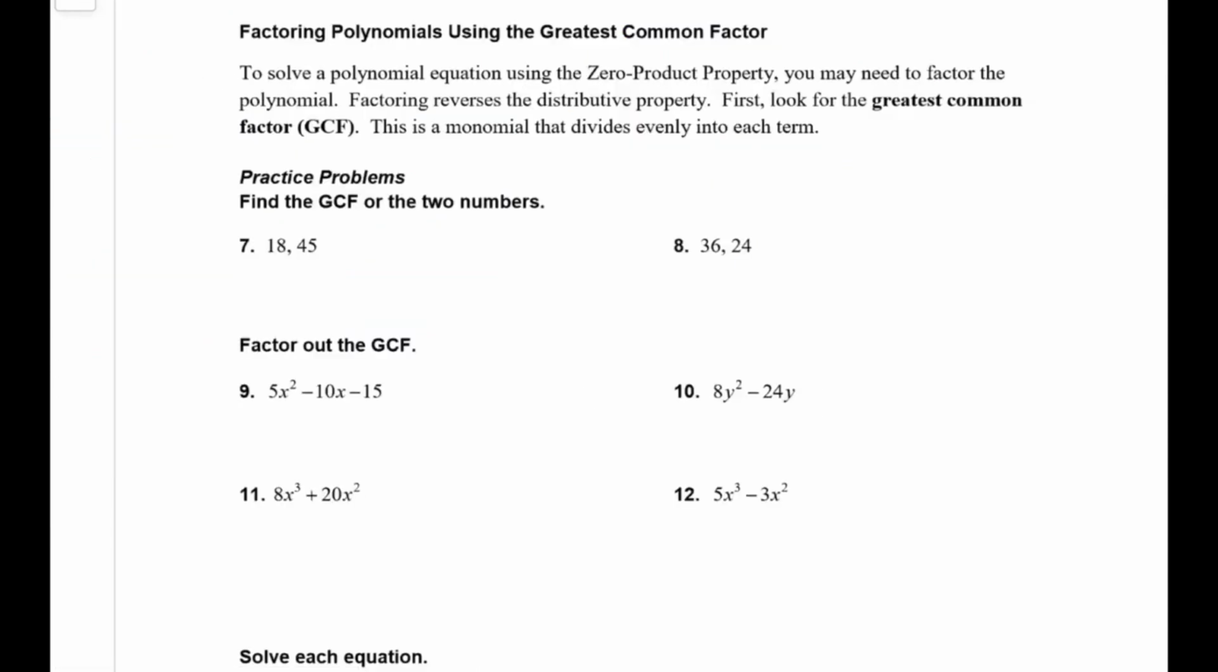The next section talks about factoring polynomials using the greatest common factor. To solve a polynomial equation using the zero product property, we need to get it in factored form so we can set each piece equal to 0. You may need to factor the polynomial. Factoring reverses the distributive property. So we look for the greatest common factor. This is a monomial that divides evenly into each term.